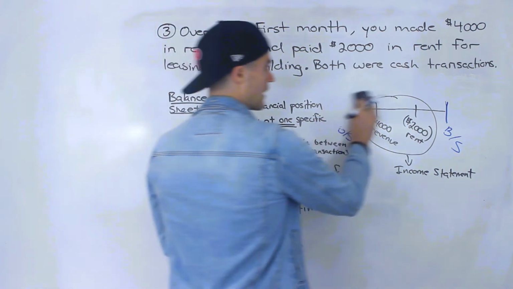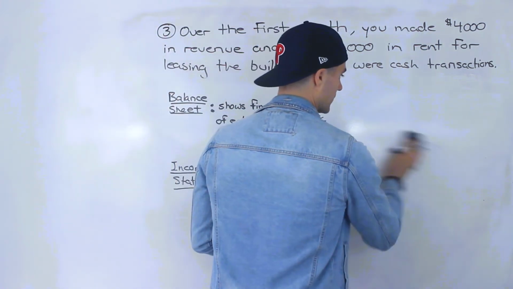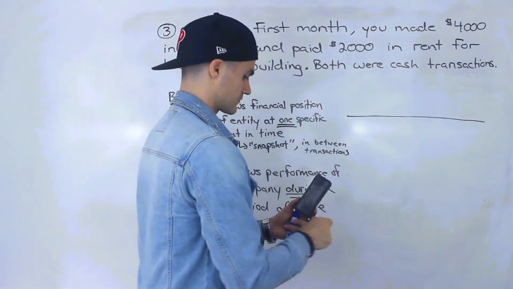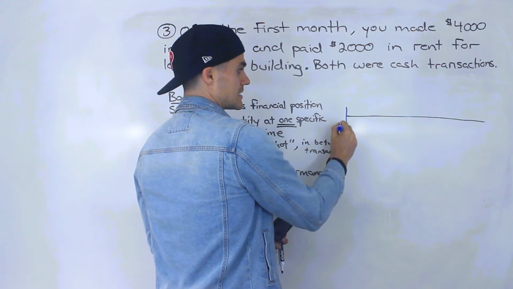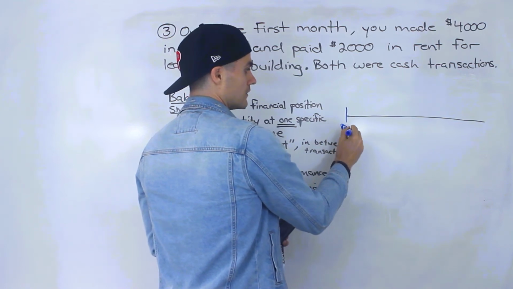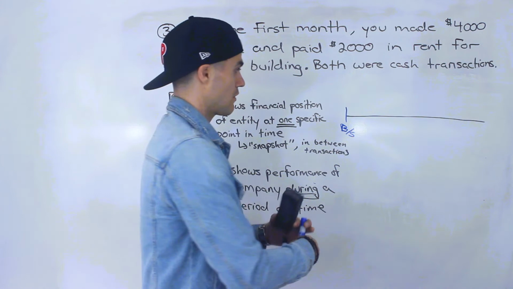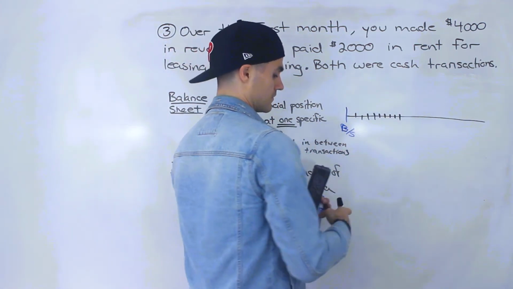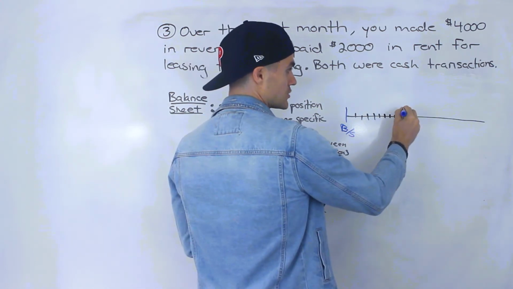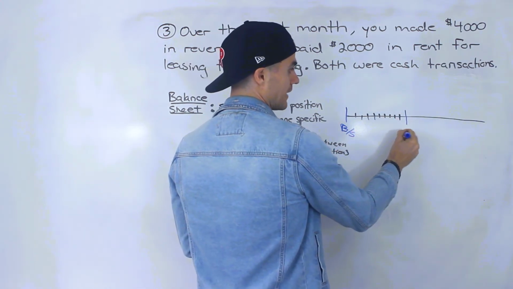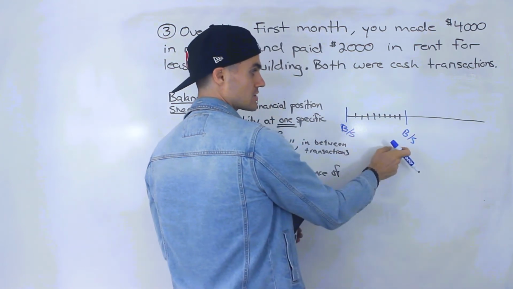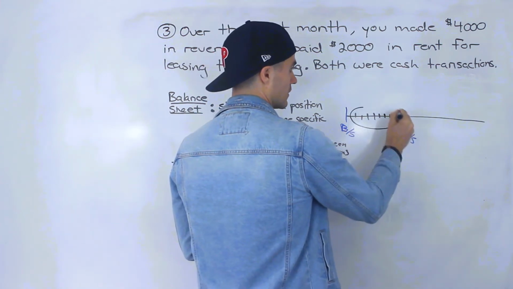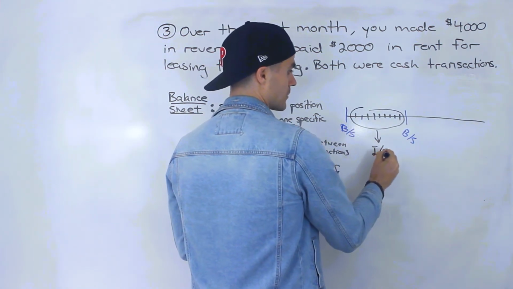Okay, so if we extend this diagram, let's say this is the life of a company. Let's say this is the beginning of period one. You're going to have a balance sheet there. And then you're going to have a bunch of transactions within that period. And then you're going to have a balance sheet here at the end of the period. So these are not transactions, they're in between transactions. These transactions here, they're going on the income statement.